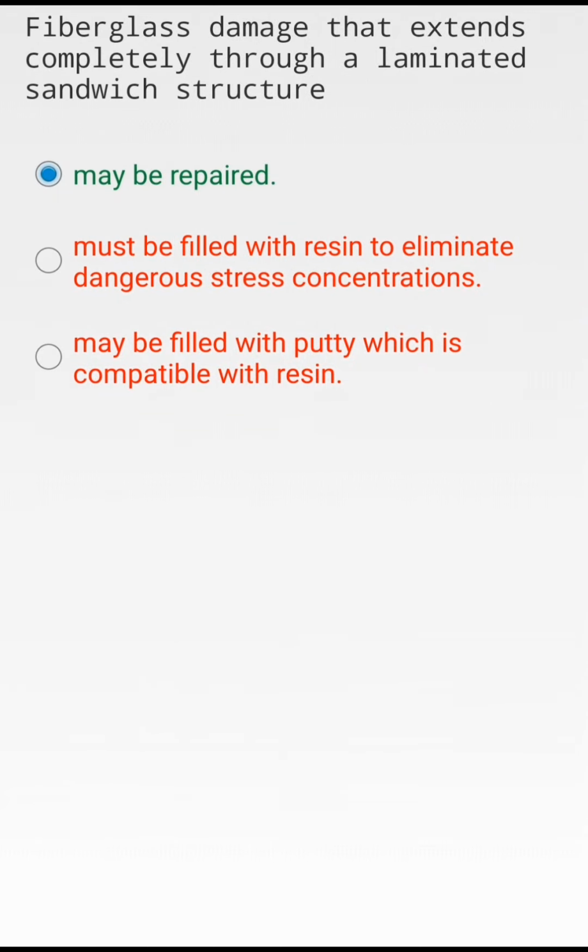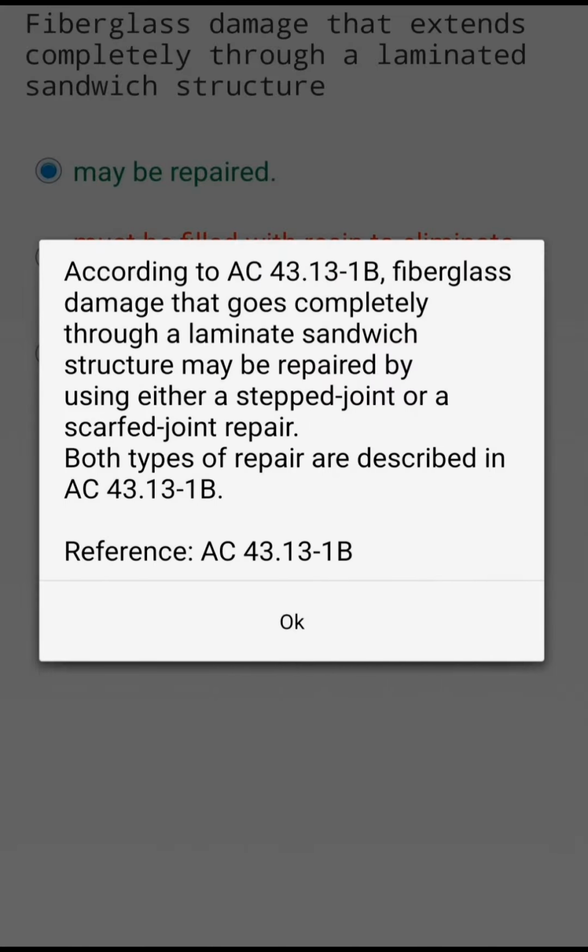Fiberglass damage that extends completely through a laminated sandwich structure may be repaired. According to AC 43.13-1B, fiberglass damage that goes completely through a laminate sandwich structure may be repaired by using either a step joint or a scarf joint repair. Both types of repair are described in AC 43.13-1B.